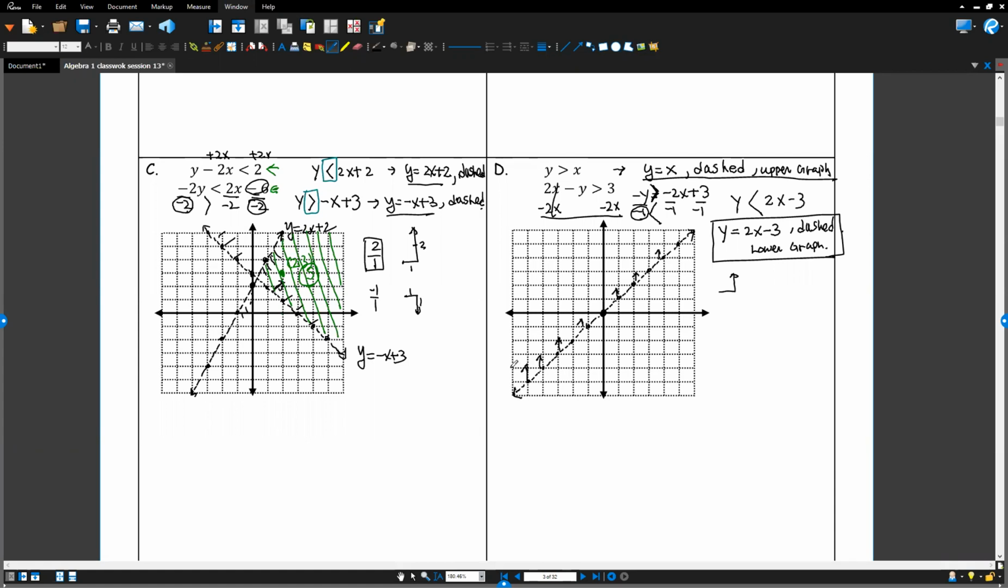Now check out the next one. Y equals 2x minus 3. The y-intercept is negative 3. The slope is 2, which means 1 right, 2 up. To the left, it is 1 left, 2 down. That is also a dotted line.